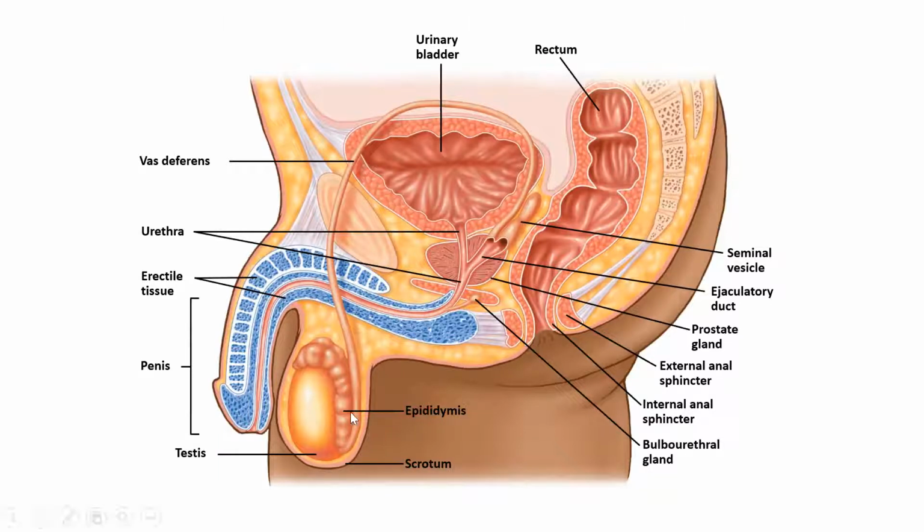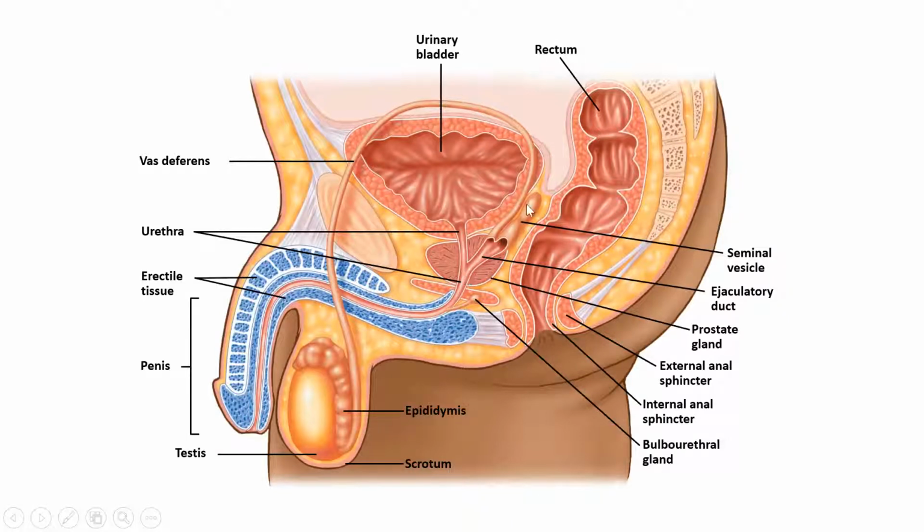We've got the epididymis. The epididymis is the communication between the testis itself and the tract that leads to the penis. It's part of the testis. We've got the vas deferens. The vas deferens is this tract, which is made of smooth muscle, that leads from the testis all the way down into the opening into the urethra.